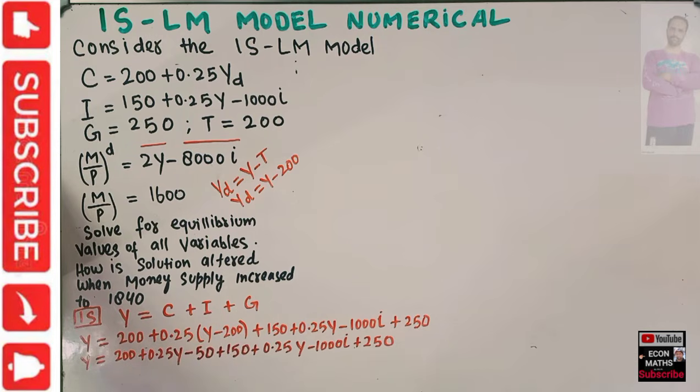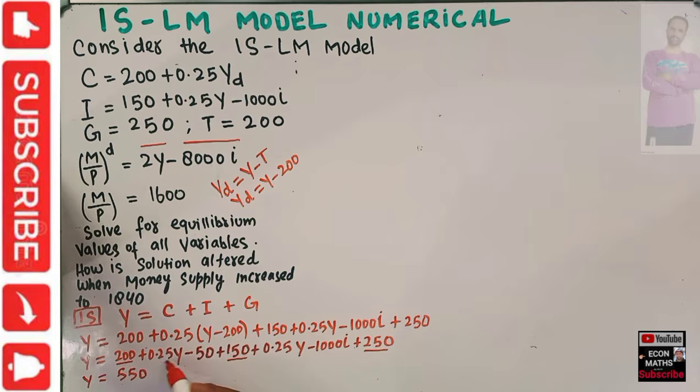We can do one thing here. We have 250 plus 150, which comes out to be 400. 400 plus 200 is 600. From 600 we subtract 50, so we will get 550. That means our constant term will be equal to 550.